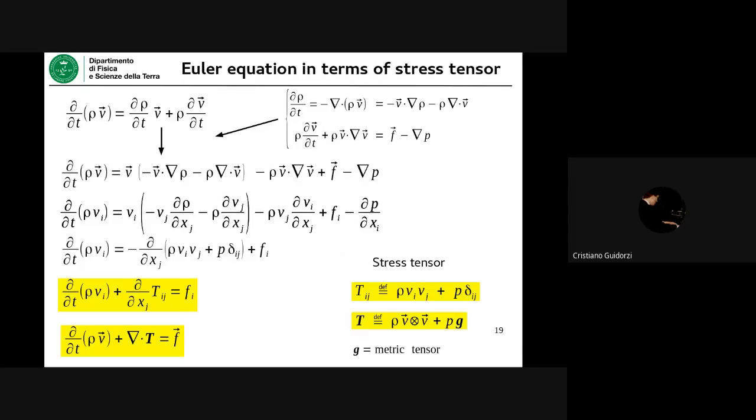Why? Because rho v is indeed the mass flux that we met in the continuity equation, but it is also the linear momentum density. Rho is the mass per unit volume, so rho v is the associated linear momentum, which is, of course, per unit volume. So rho v has this double meaning. In this case, what is relevant is the density of linear momentum.